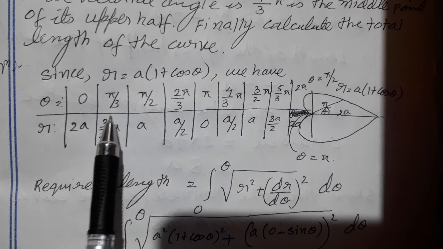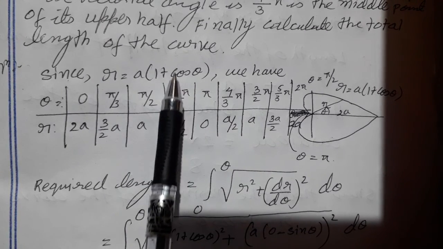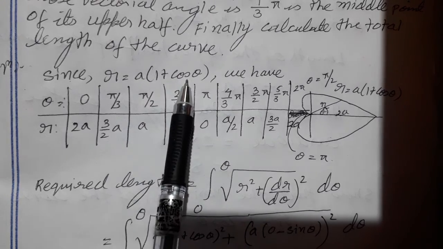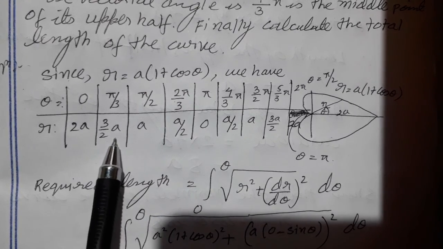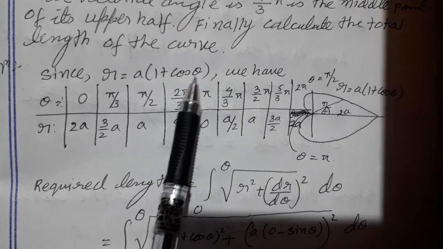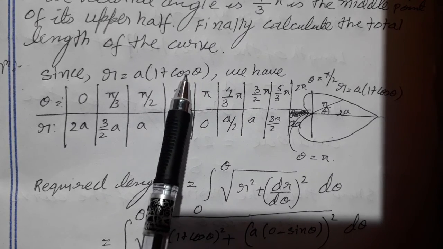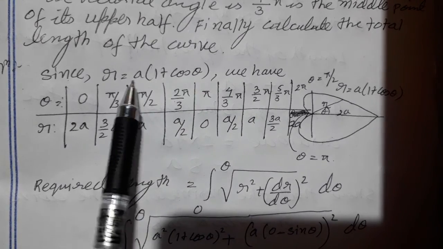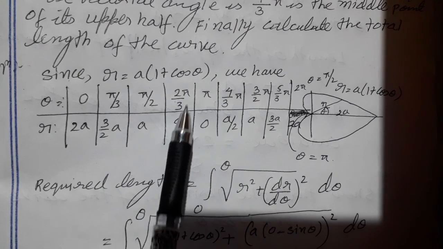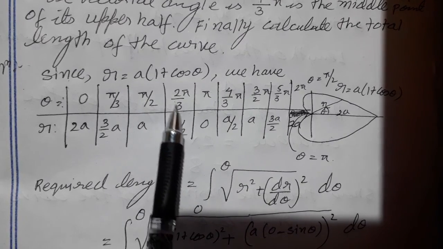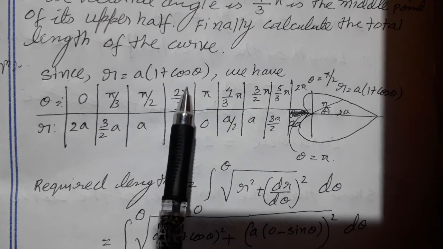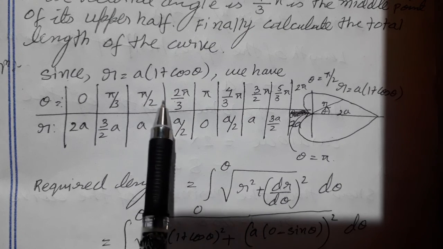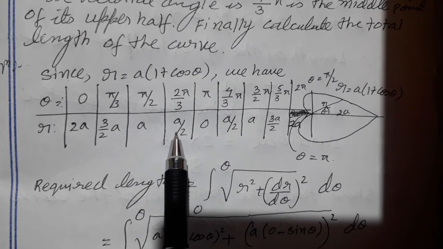π/3 is 60°, cos 60° is half, okay? So cos 60° is half, so 1 plus 1/2 is 3/2, so we get 3a/2. And here we put π/2, okay? So cos π/2 is 0, so 1 plus 0 is 1, so we get here a. 2π/3 is the same as π minus π/3, so it is cos 60° only. Cos 60° we get a/2.